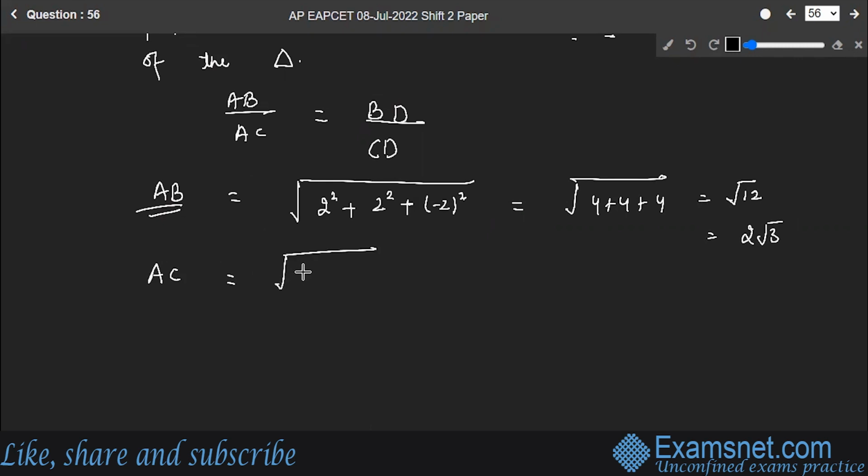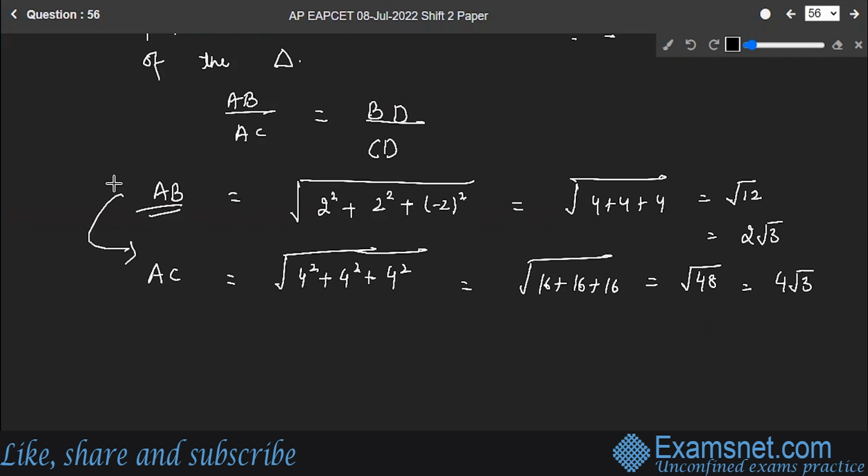So 7 minus 3 is 4, 4 square, plus 6 minus 2, which is again 4 square, plus 4 minus 0, which is again 4 square. So this will be equal to 16 plus 16 plus 16, that is equal to root of 48, which is equal to 4 root 3. Okay, so these are the two distances AB upon AC. Let's fill it over here.